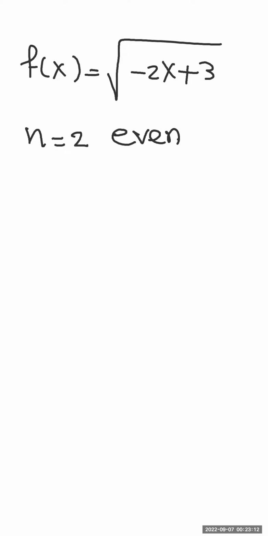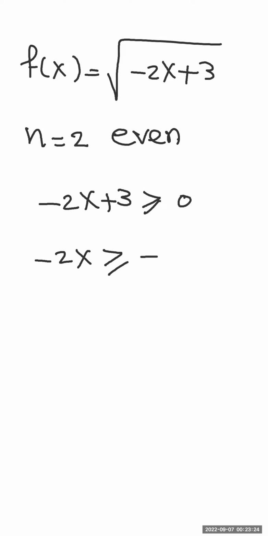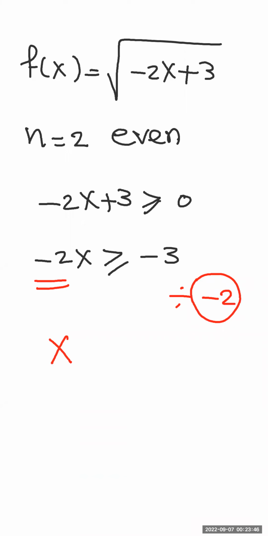So this function, negative 2x plus 3, must be greater than or equal to 0. So simply, guys, negative 2x is greater than or equal to negative 3. Now I'm going to divide both sides by the coefficient of x, which is negative 2. Negative 2 divided by negative 2 is 1, and here will be x. Negative 3 divided by negative 2 is 3 over 2.